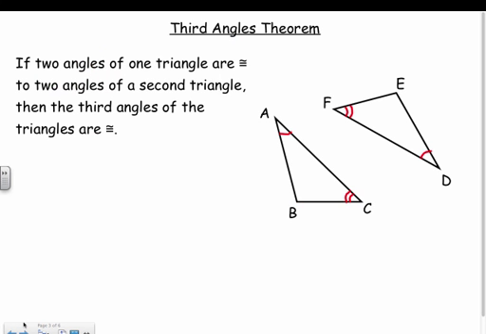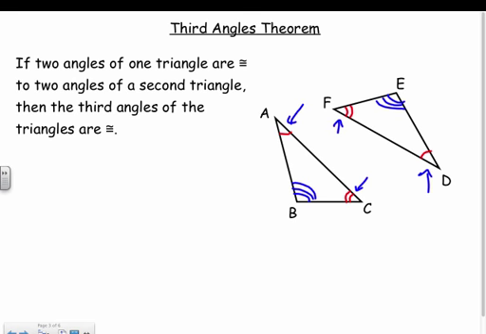We have one theorem in this section. Should make sense, the third angles theorem. Because if two angles in one triangle are congruent to two angles of a second triangle, then the third angles have to be congruent. So basically, if angle A is congruent to angle D here, and angle C is congruent to angle F, B and E would have to be congruent, right? Because triangles add up to 180, and if those are congruent, these would have to be congruent. That should make sense.